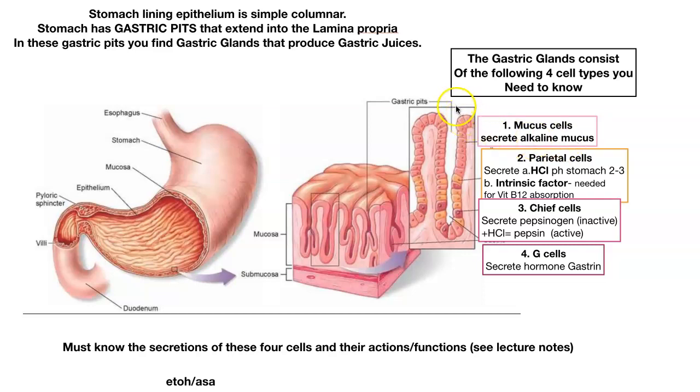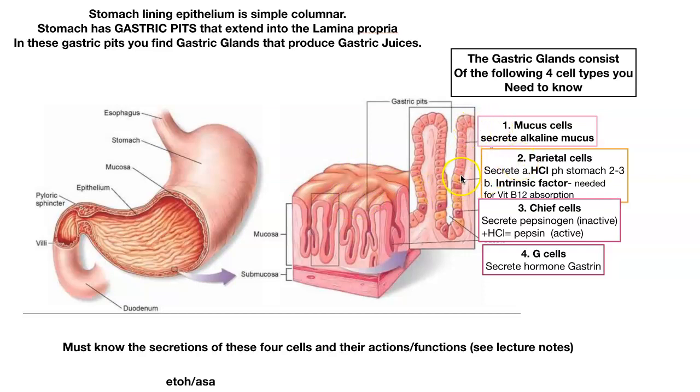Because you will find out very shortly, the pH of the stomach is around 2 to 3. So we are going to be coating the lining of our stomach here with a thick coat of alkaline mucus. We don't want to be burning holes in our stomach.